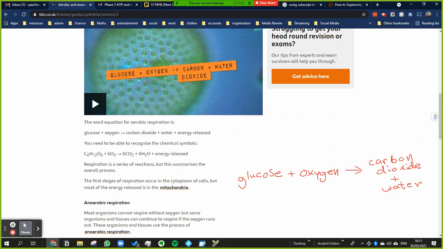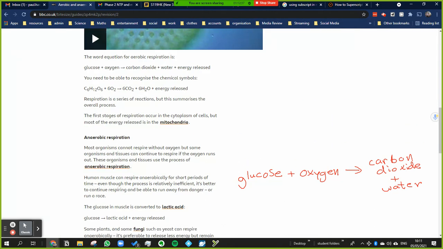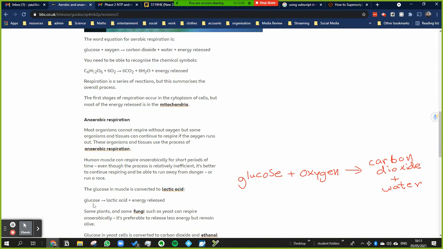So anaerobic respiration doesn't use oxygen, and you can see it's slightly different. Glucose doesn't react with anything. It just breaks down on its own and it turns into something called lactic acid. Okay, so this is anaerobic respiration and it is different. There are a couple of things that we need to know that are different about it. So we've got glucose and it turns into lactic acid.